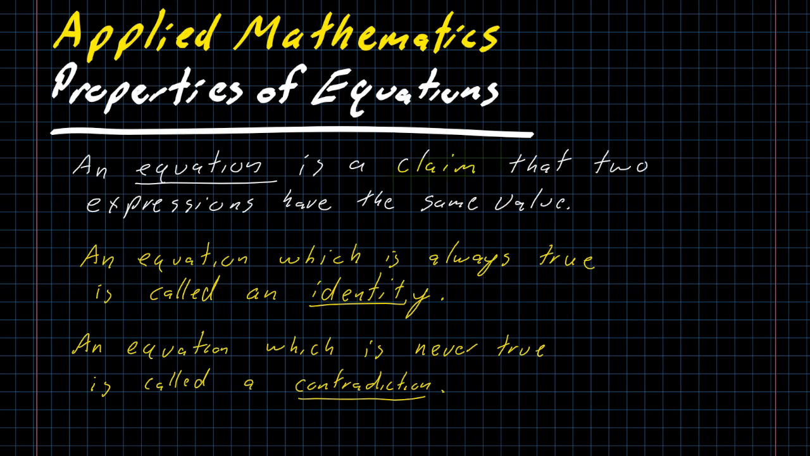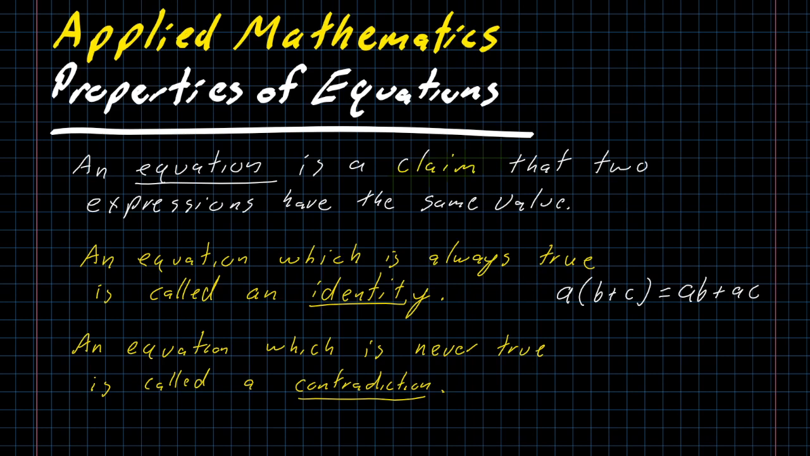Identities, I think, are pretty inherently obvious as to why they are useful. An equation which is always true allows us to convey things very generally. For example, recently we talked about the distributive property that says that A times the quantity B plus C is equal to AB plus AC. This is an identity. It is an identity of algebra that is always true.